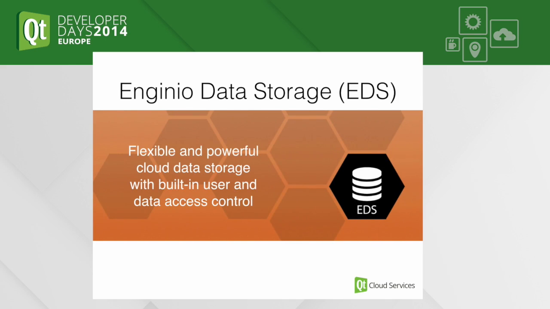Let me briefly describe these services, since we are using these in our examples. Enginio Data Storage is a flexible and powerful cloud data storage. It's like a remote NoSQL database, and instead of database drivers, you can use it over a REST API. And what is best, for Qt there's a built-in client library, so you can use that.